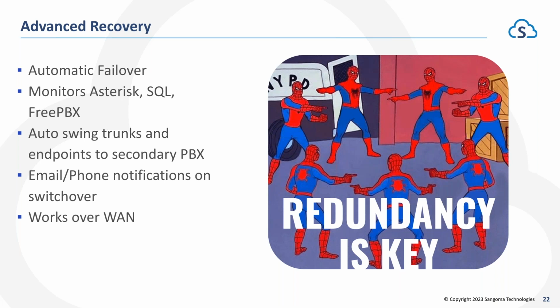So you have the ability to maximize that uptime. And it's also going to send a phone call and/or email notification to the system admin, letting you know that your system did fail down to secondary, so you can immediately start looking into what may have caused that. This is a 1-year module only as well.